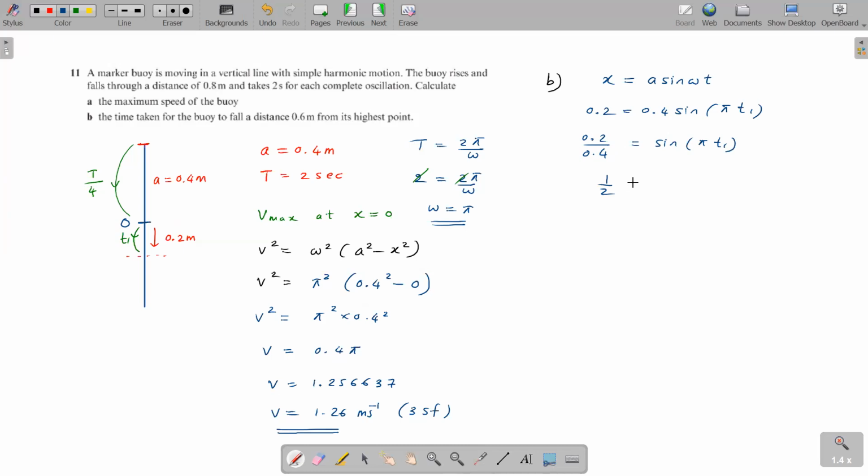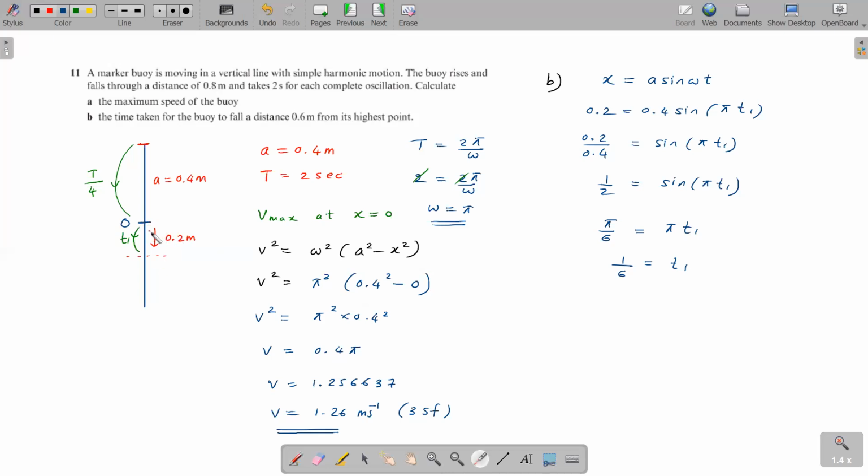So it's half, sine pi times T1. Can I know how much is sine inverse half? Sine inverse half is pi over 6 equals pi times T1. So T1 is 1 over 6. So you see T1 is 1 over 6. Okay, so that's the time to move 0.2 meters from the center.